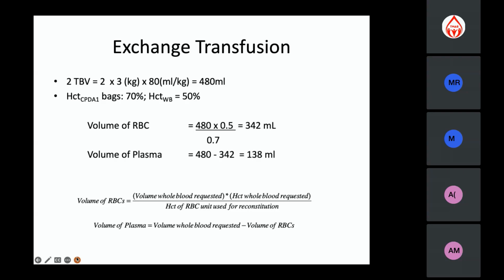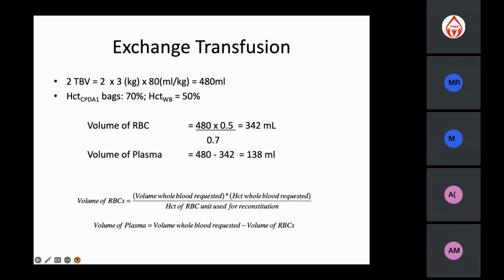So estimating the volume of RBC required: it is 480 ml, the volume of whole blood requested, into 50%, the hematocrit of the whole blood requested, divided by 70%, the hematocrit of the CPDA bag you have chosen. So the volume of RBC can be calculated as 342 ml.